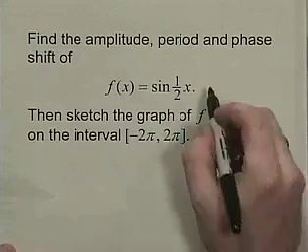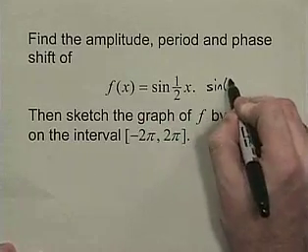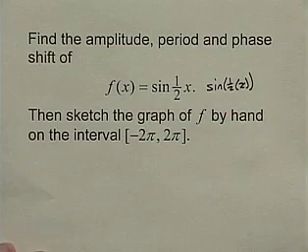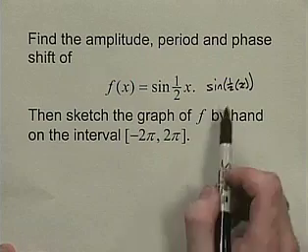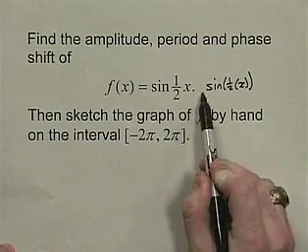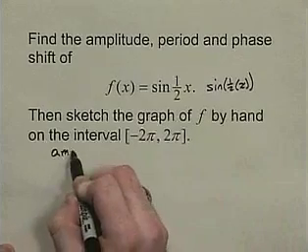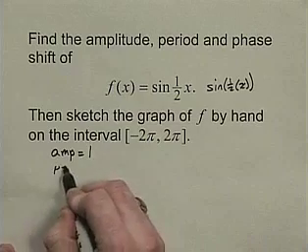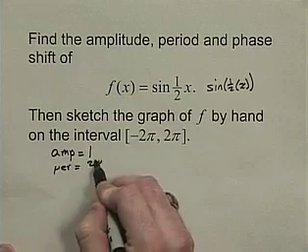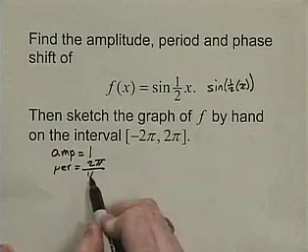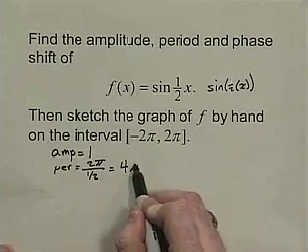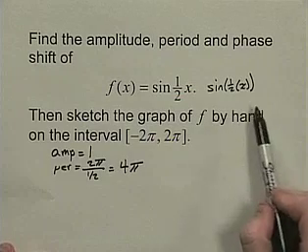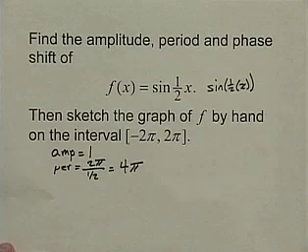Well, first off, let's write this as sine of 1/2 of x, like this. So first, find the amplitude. Well, that's pretty simple. There's just a 1 out here, so the amplitude is equal to 1. The period is equal to 2 pi over 1/2, or 4 pi. And then there's no phase shift because we're not adding anything in here, and there's no vertical shift because there's nothing out here to the right.